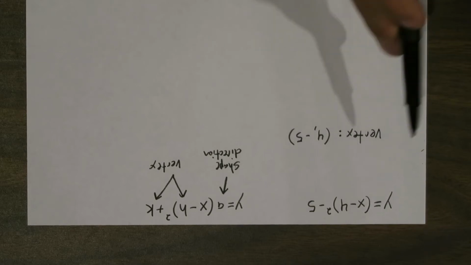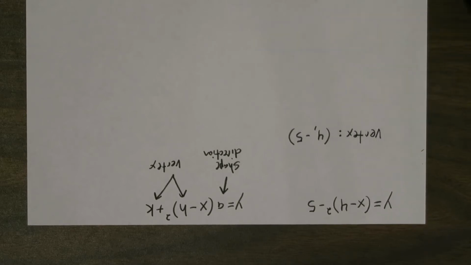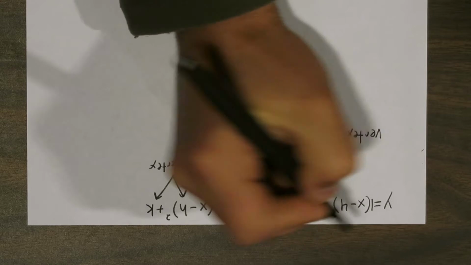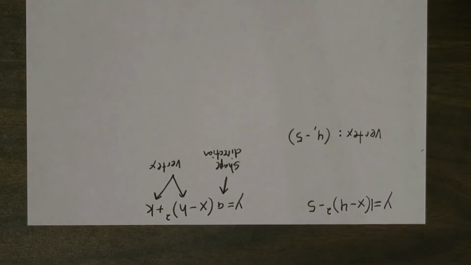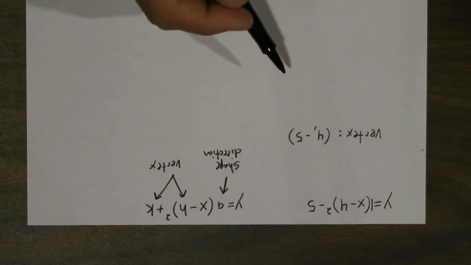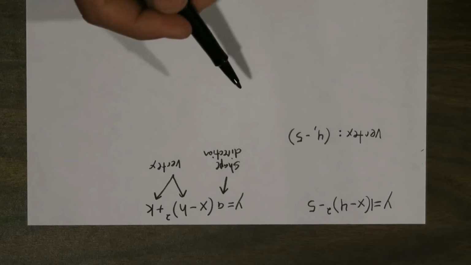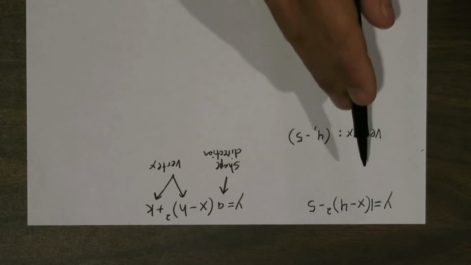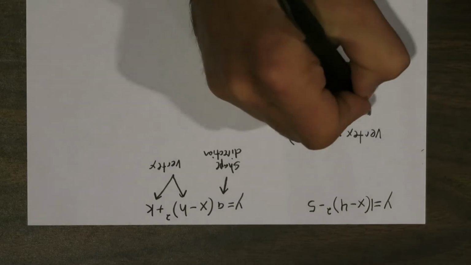There's nothing written here. And when nothing's written in multiplication, it's a 1. So there's a 1 right there. So this tells us this is the standard mother function parabola. There's no stretch, and we also know it opens up.